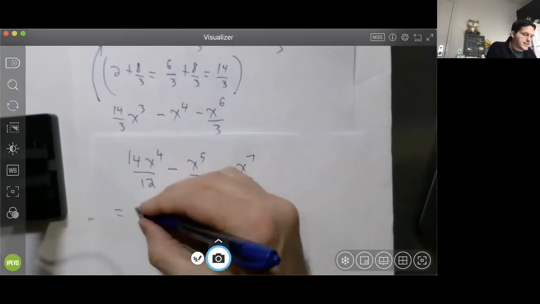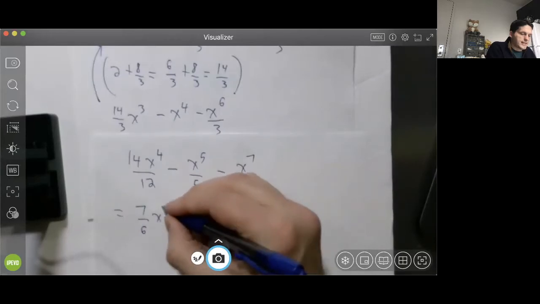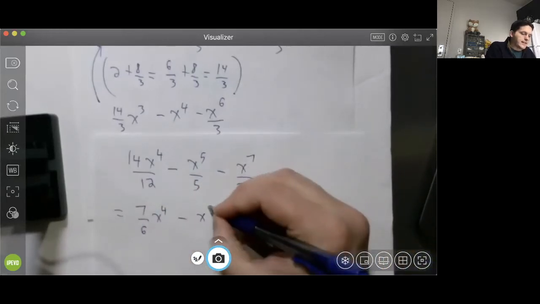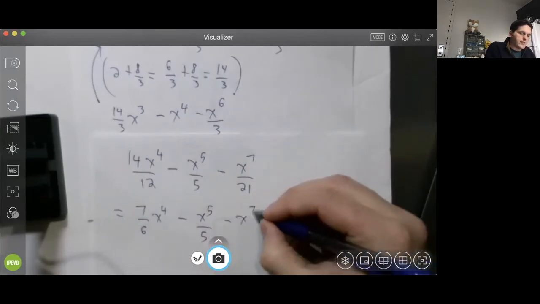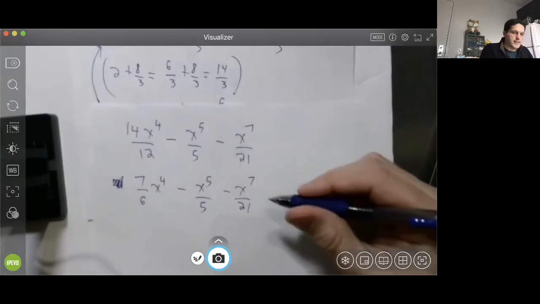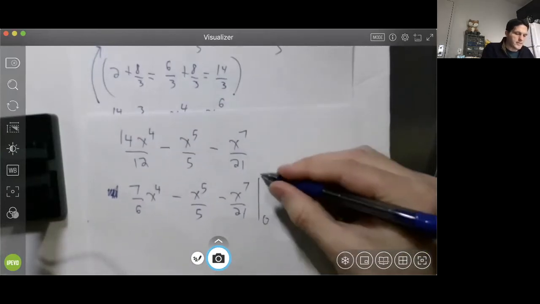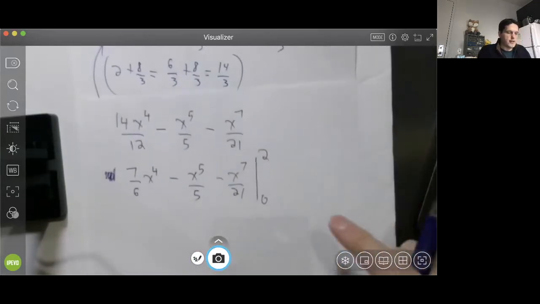14 over 12 is the same thing as 7 over 6. So we have 7 over 6 x to the fourth minus x to the fifth over 5 minus x to the seventh over 21. That's our antiderivative. We have to evaluate our antiderivative at the endpoints, so from 0 to 2, we're integrating from 0 to 2.